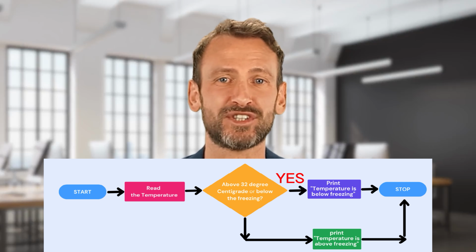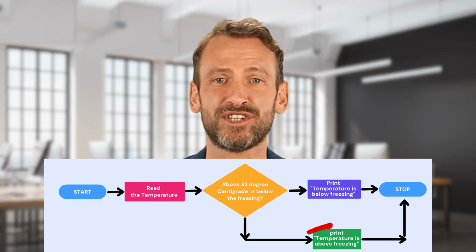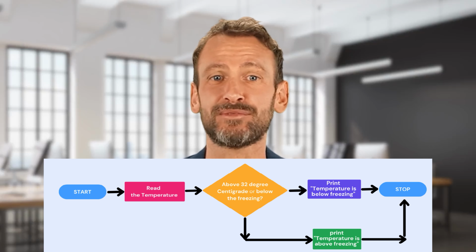If yes, it is less than 32 degrees, then it should print temperature is below freezing. And if it says no, temperature is greater than 32 degrees, then it will print temperature is above freezing, which comes to an end, the process, as the decision has been made. As we look at the parts of a flowchart, note that the different processes have different shapes.